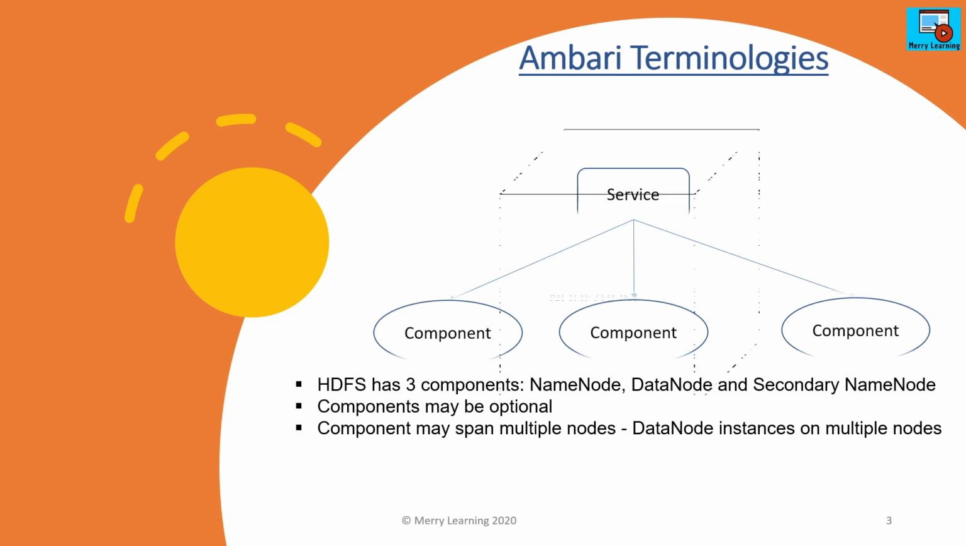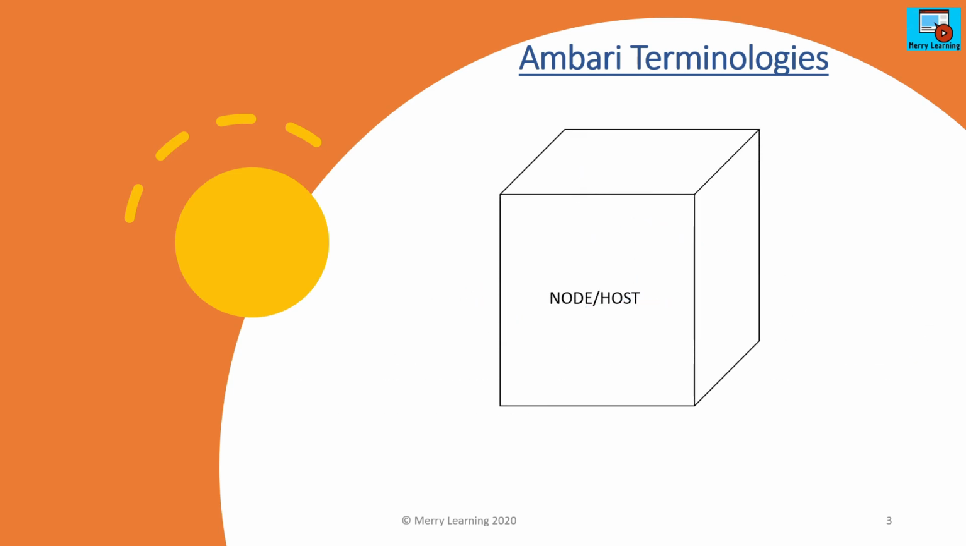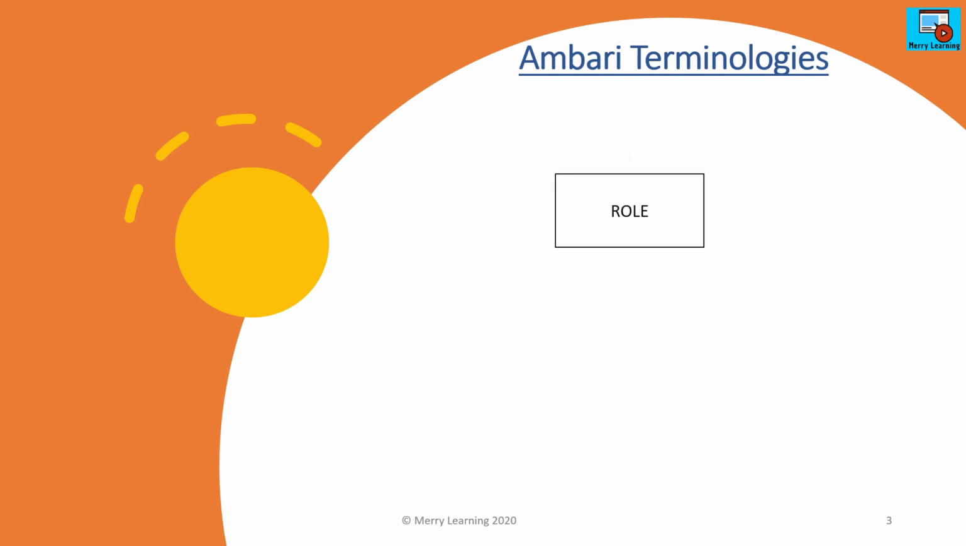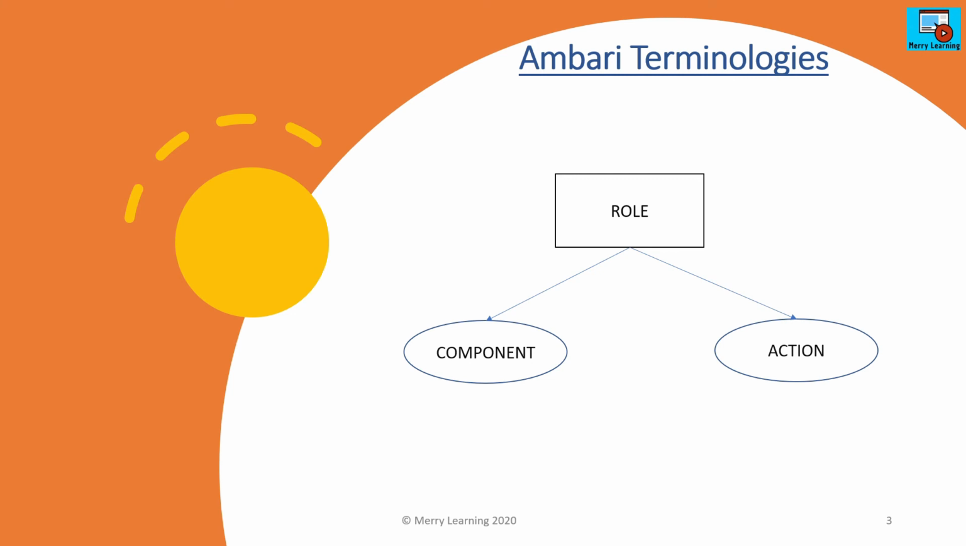Then there is a node or host. Node refers to a machine in the cluster. Node and host are used interchangeably. Node component refers to an instance of a component on a particular node. For example, a particular data node instance on a particular node is its node component. The last one is role, which usually maps to either a component, for example, name node, data node, or an action, for example, HDFS rebalancing, HBase mock test, or other admin activities, etc.